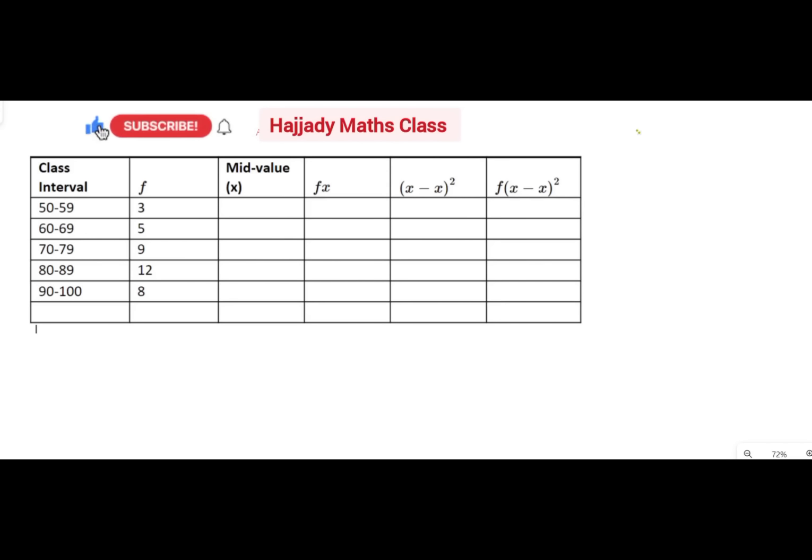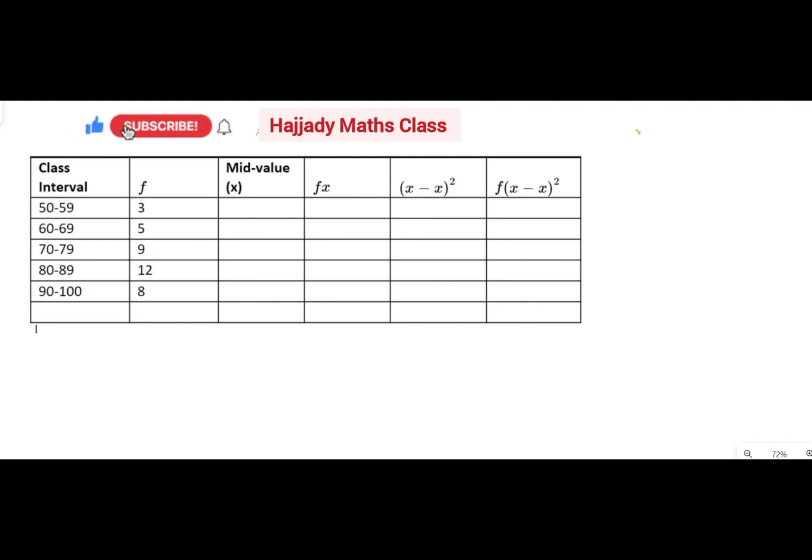In my class, today we shall be working on episode 7 of our statistics for beginners. So today we're asked to calculate the mean, the variance, and the standard deviation for the grouped data. So the first thing we need to do is to get the middle value.